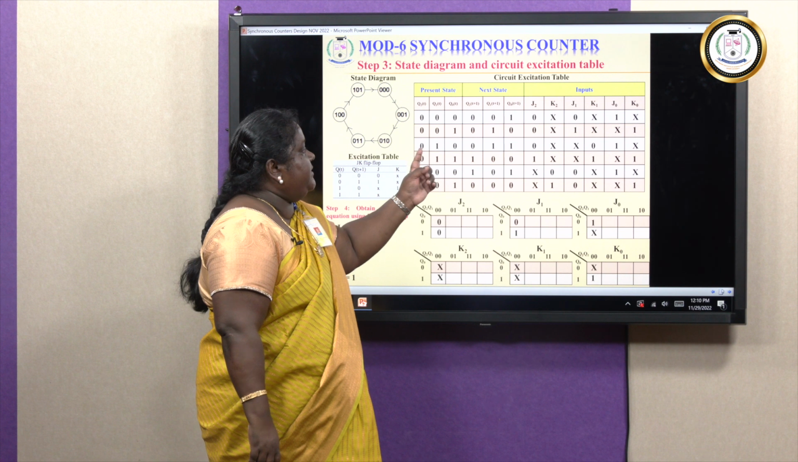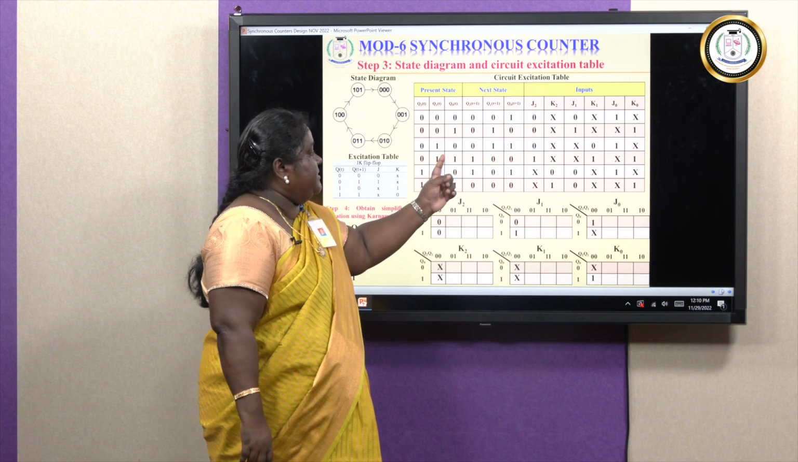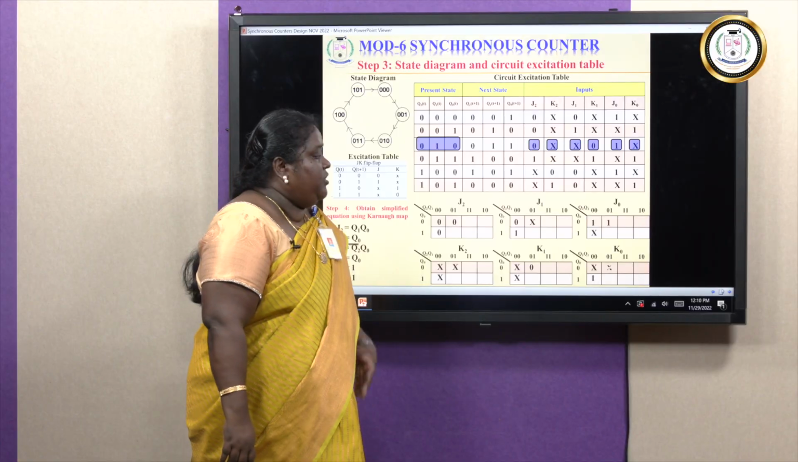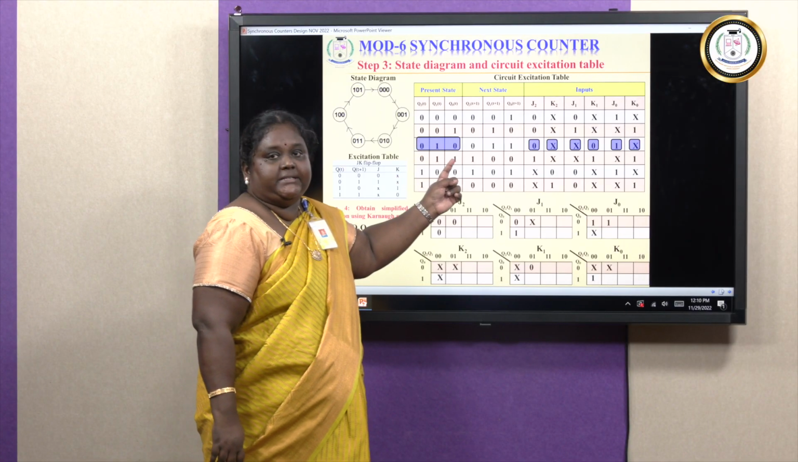For the next present state, it is going to be 0 1 0. So where is 0 1 0? It is going to be here. For 0 1 0, it is going to be 0 for J2 and don't care for K2, don't care for J1 and 0 for K1, and 1 for J0 and don't care for K0. So now we have completed the third present state.